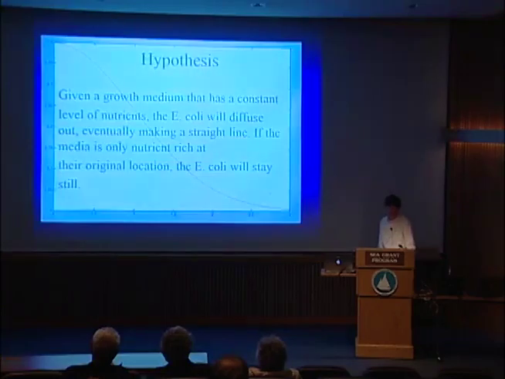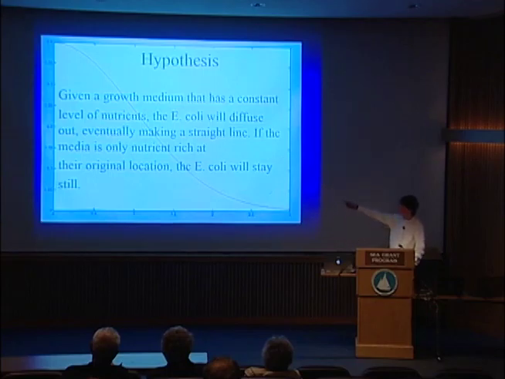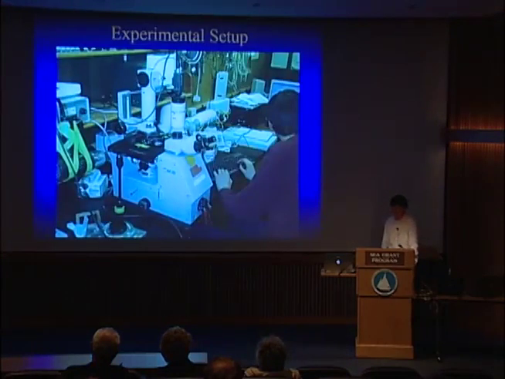Now, I wanted to test how chemotaxis will affect a whole population of E. coli instead of just a single bacterium. And I hypothesized that if you have a growth medium that has a constant, very high level of nutrients throughout a very thin tube, then the E. coli would diffuse out in a path like this on a graph, which would eventually grow flatter and flatter until it was just a straight line across the graph.